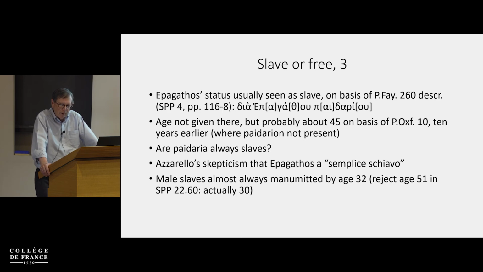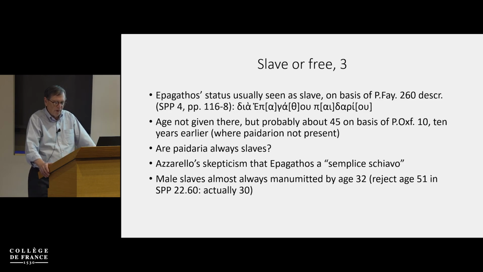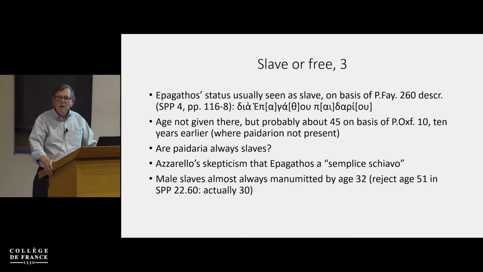No age is given for him, but as this text dates to 109-110, and we have an age for him of 35 given in another papyrus dated between 98 and 102, he must have been around 45 in the later document. Although there has been some controversy over the years, it has generally been accepted that paidarion means slave. The term does not, it should be noted, appear in P. Oxford 10, the earlier of the papyri, in which he is Gemellus's intermediary.